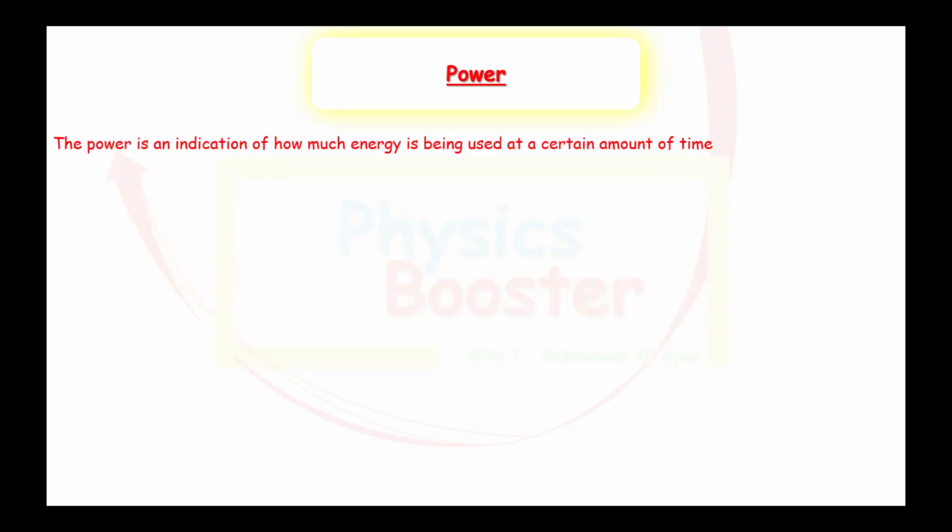So, we can say that the power is the indication of how much energy is being used at a certain amount of time. So power is very much related to time. The unit for power is called watt, and we already know that. And the equation used to find the power is the work divided by time. Or in other words, we can say it's energy divided by time. It's very similar to the equation we learned in the electricity chapter, but this time finding the work or finding the energy is going to be a little bit different.